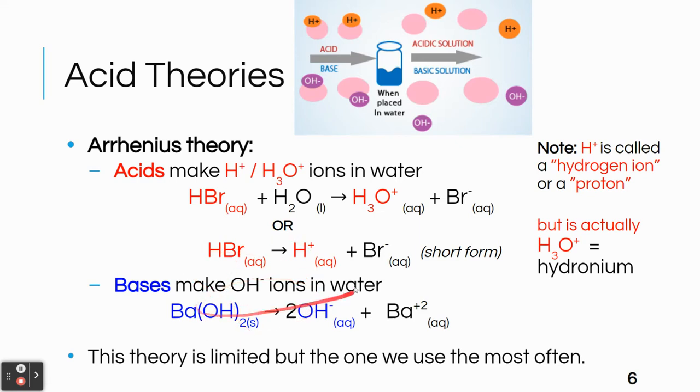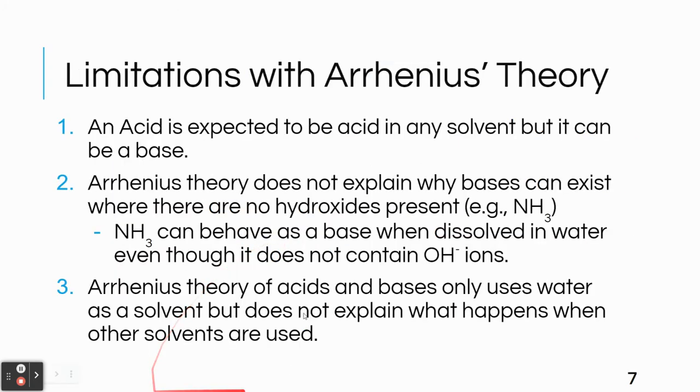Bases make OH- ions in water, and so that means they have to have OH. But we've noticed that there are some substances that don't have OH, and they're still basic. They're still somehow producing OH- ions in water. And then, of course, again, Arrhenius doesn't really explain what happens in other solvents, it just focuses on water. So those are the main limitations of the Arrhenius theory.